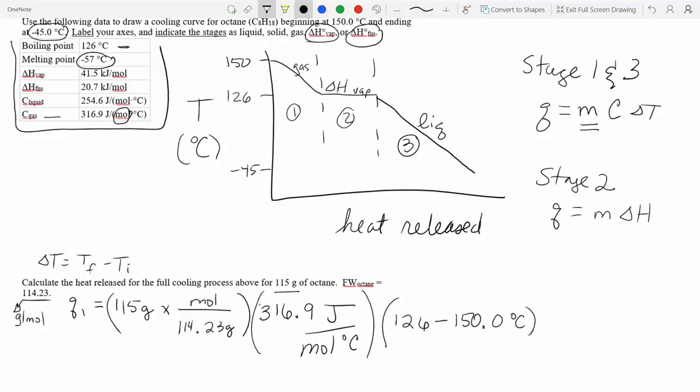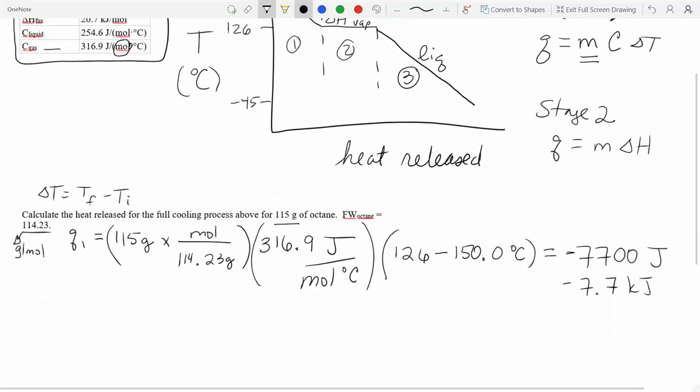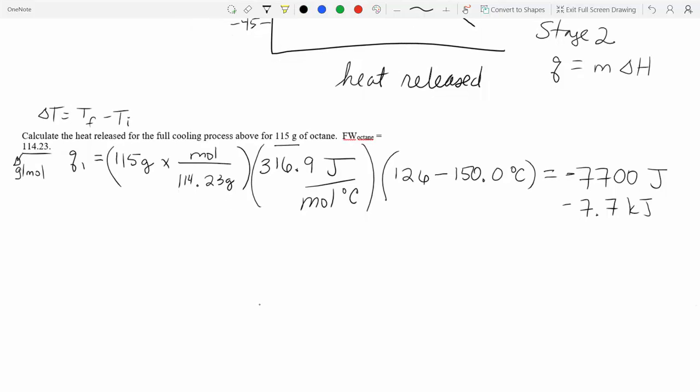When you do the math, you should have negative 7,700 joules. If we want it in kilojoules, negative 7.7. And we are good. Now, that's just the first stage.